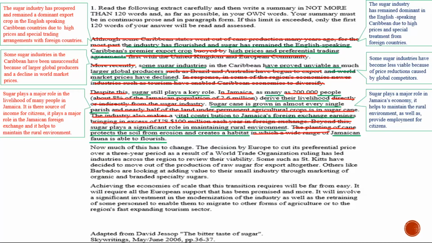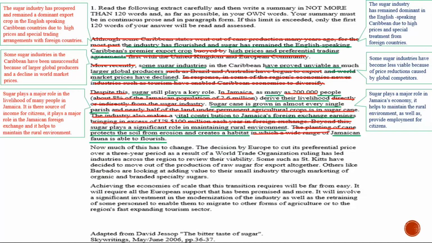The decision by Europe to cut its preferential price over a 3-year period as a result of World Trade Organization ruling has led industries across the region to review their viability. Some, such as St. Kitts, decided to move out of the production of raw sugar for export altogether. Others, like Barbados, are looking at adding value to their small industry through marketing of organic and branded specialty sugar.